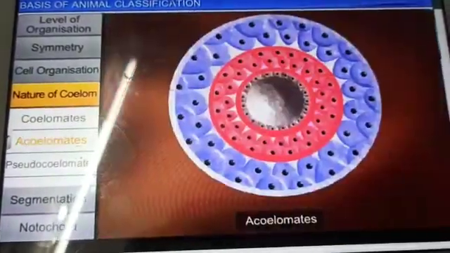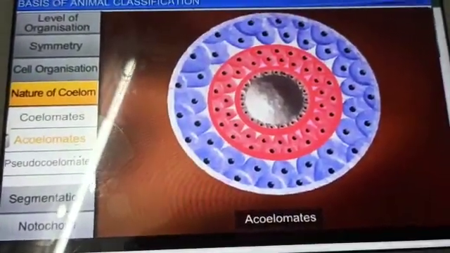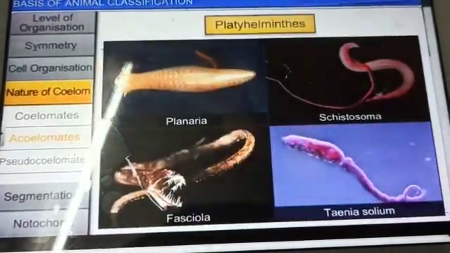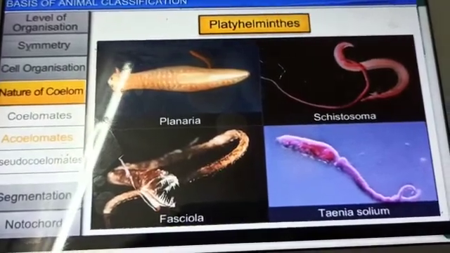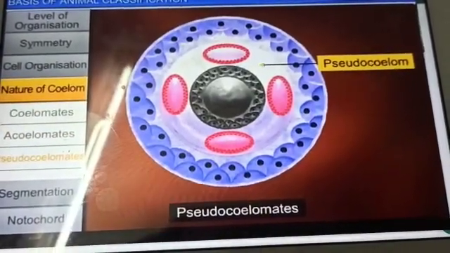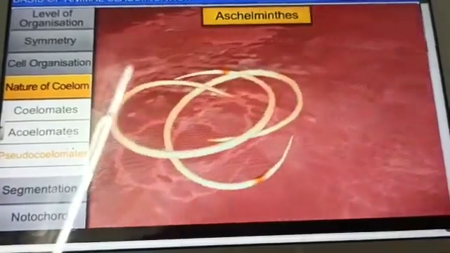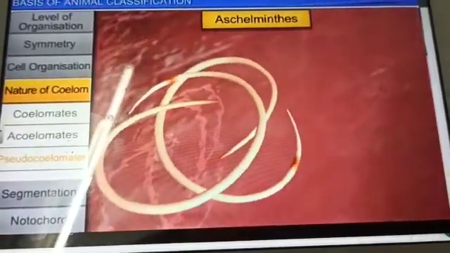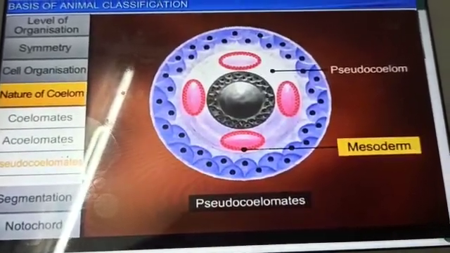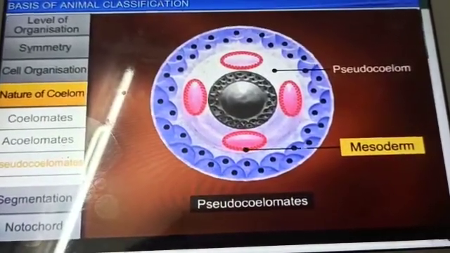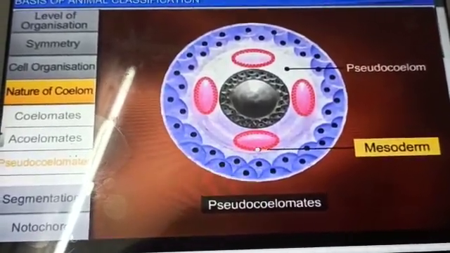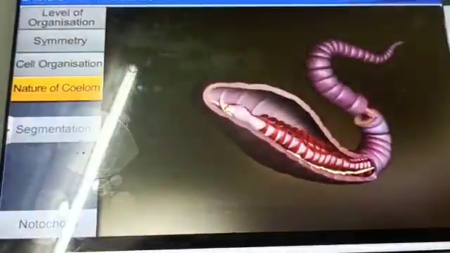Chordates, etcetera. The next one is acoelomates, that is, absence of coelom. Pseudocoelomates. The examples for pseudocoelomates are Aschelminthes. For acoelomates, Platyhelminthes. Pseudocoelomates means false. The mesoderm occurs as pouches, not fully.